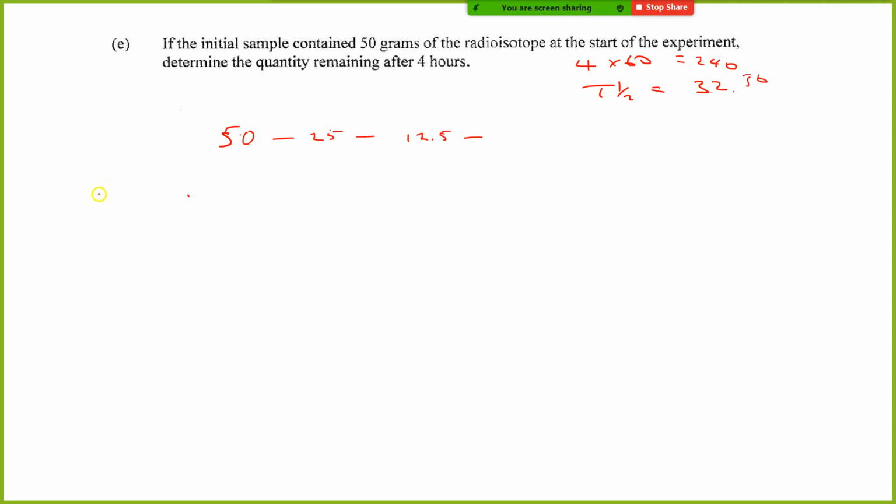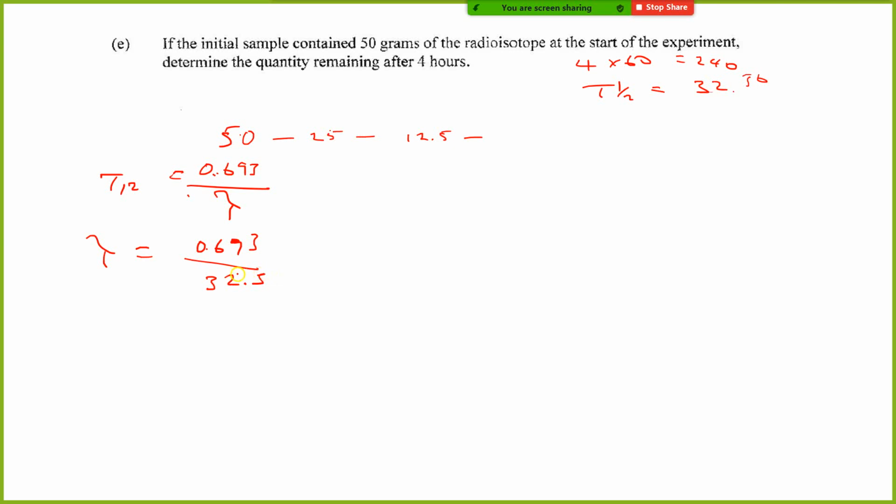I could find the decay constant, right? Since my half life is equal to 0.693 divided by lambda, I could transpose to make lambda the subject. So I have 0.693, divide that by the time constant that I found, which was about 32.5. I average those values, so let's just work with that.